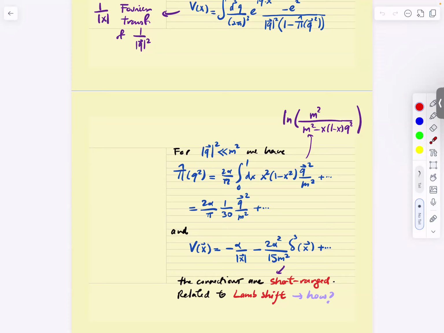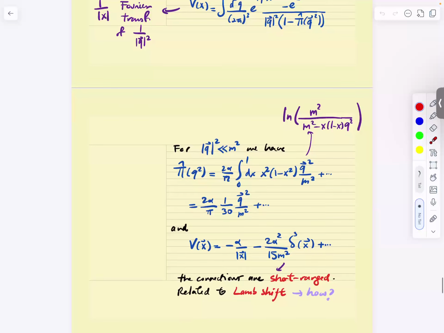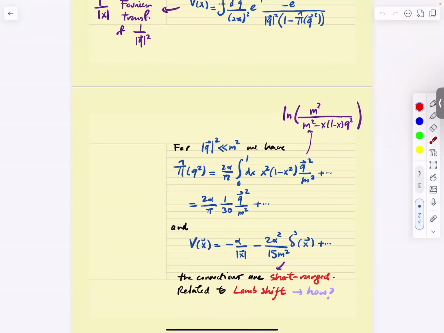Lamb shift was when you were solving the Schrodinger equation for an electron orbiting a nucleus in a background electric field. What is a background electric field? It's photons, right? So it's about how the presence of the photons changes the Coulomb interaction that we use to solve the Schrodinger equation.